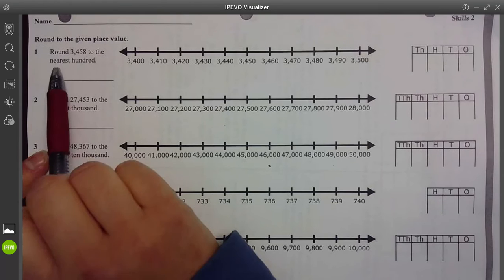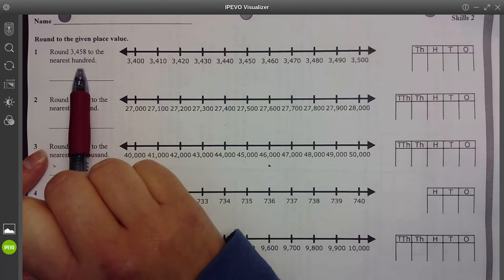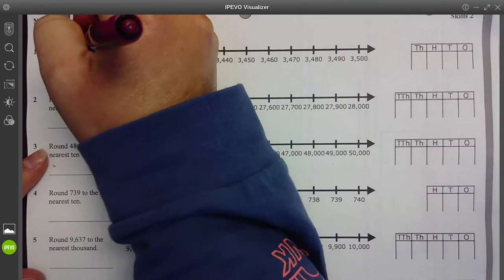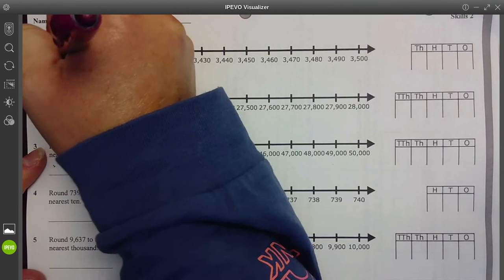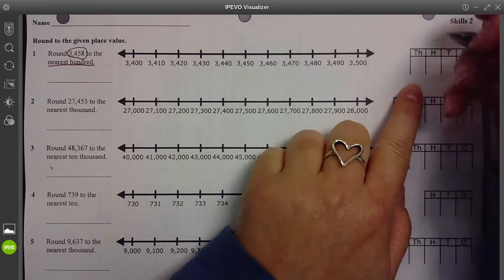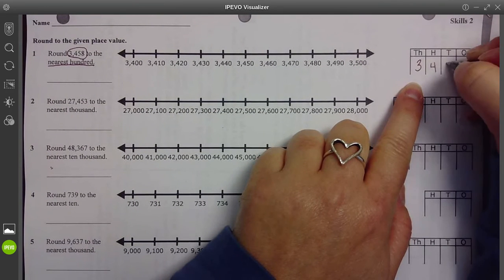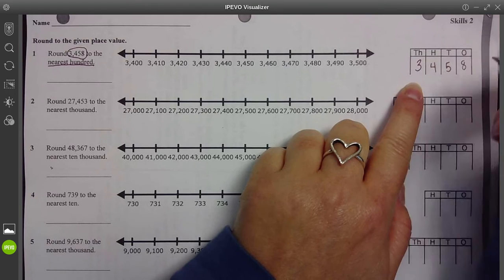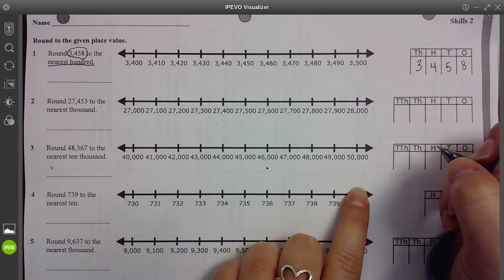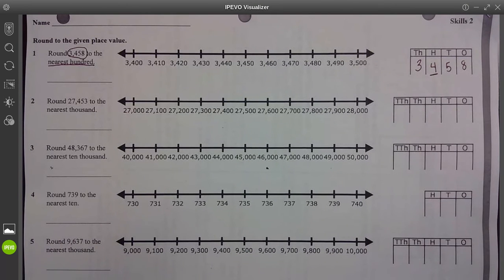So number 1 says round 3,458 to the nearest hundred. So we're going to round this number to the nearest hundred. Okay, well, first of all, I'm going to use a place value chart. So I have 3,458. And they want us to round it to the nearest hundred. So I'm going to underline the place value that they want us to round, okay?